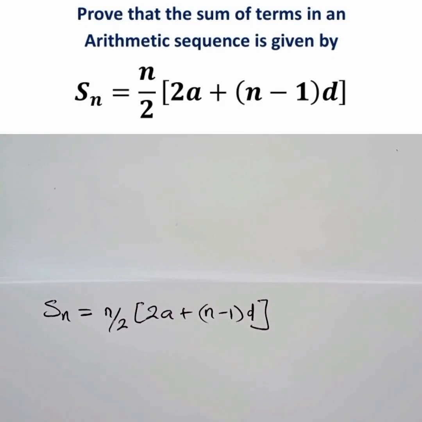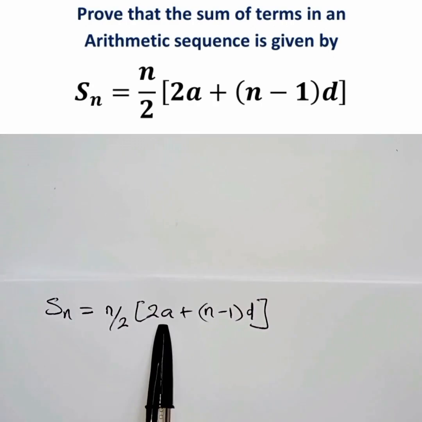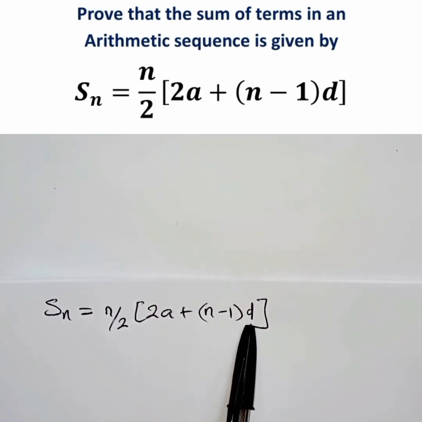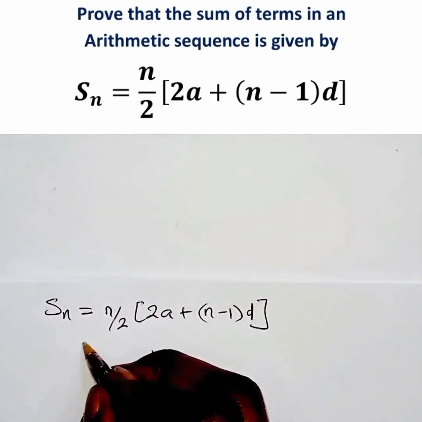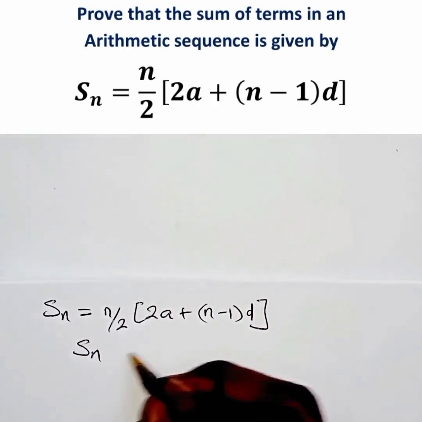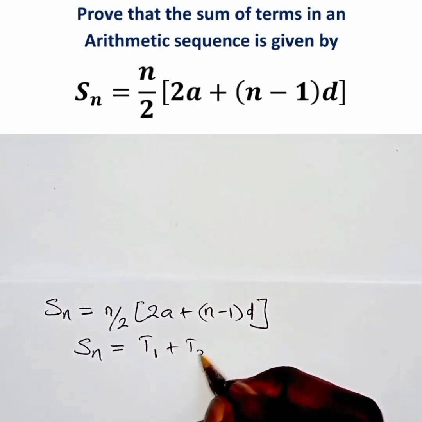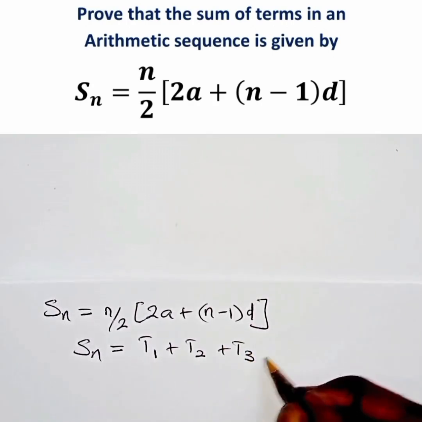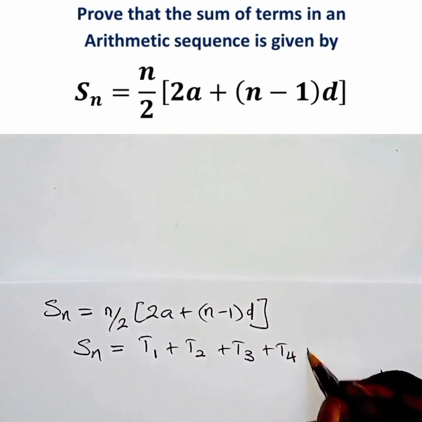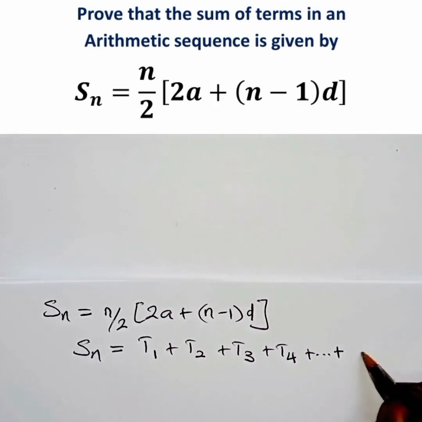In this tutorial, we are deriving the formula for the sum of terms in an arithmetic sequence. And you remember, in an arithmetic sequence, we've got the first term being A and the common difference is D. All right. So we've got the sequence that is being added given by T1 plus T2 plus T3 plus T4 plus all the terms up to Tn.